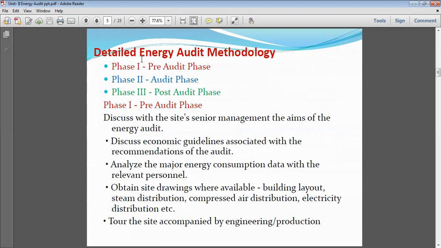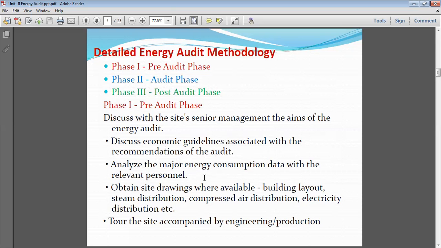And in the pre-audit phase, what points have we discussed? Discuss the economic guidelines associated with the recommendations of the audit. That is, whether the client is ready to make fresh investment in the replacement options given by the energy audit team.